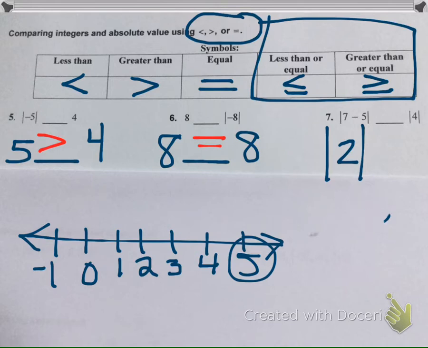I'm going to bring down the rest of this. Okay, we have the absolute value of 2 and the absolute value of 4. So now let's find the absolute value of 2.